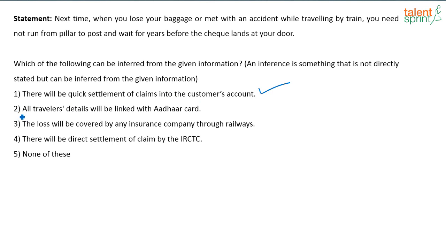Now the second option says, let's just look at the other options as well. All traveler details will be linked with Aadhaar card. Now what does Aadhaar card have to do with this, right? Nothing about Aadhaar card is mentioned there. So that is not the correct answer option. The loss will be covered by any insurance company through railways. Again, nothing about this is mentioned in the statement.